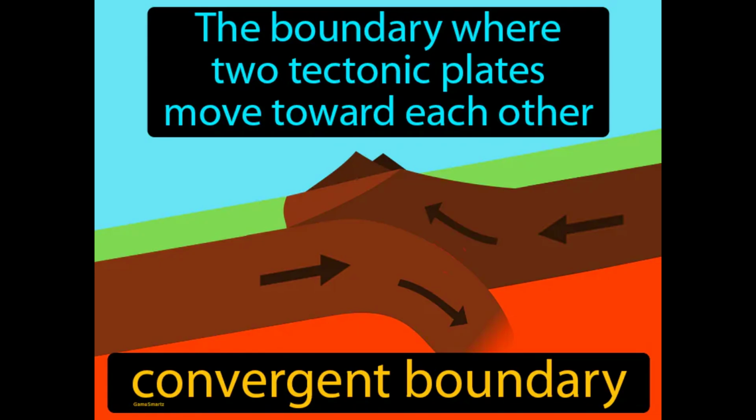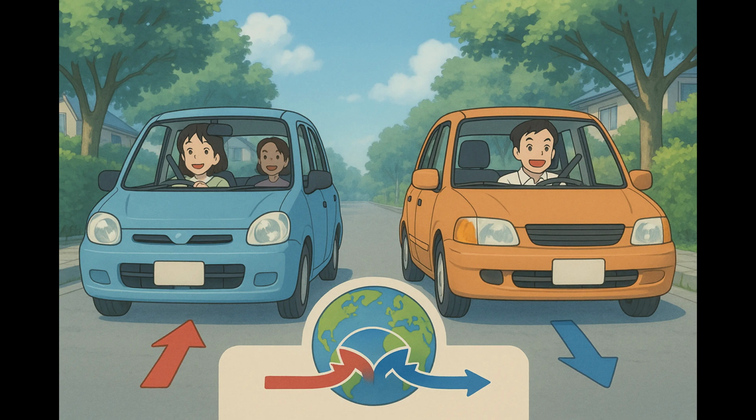The boundary where two tectonic plates move towards each other. Convergent boundary. In simple terms, a convergent boundary is where Earth's plates collide, forming mountains or causing earthquakes. Imagine two cars on a narrow street, slowly driving towards each other from opposite ends.